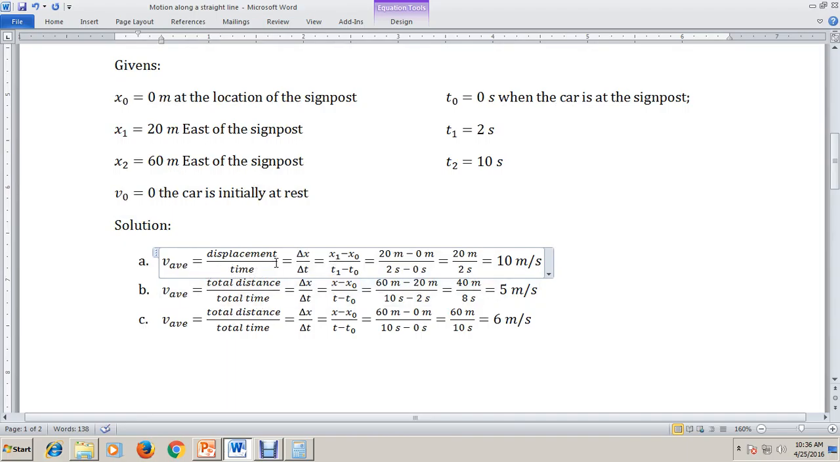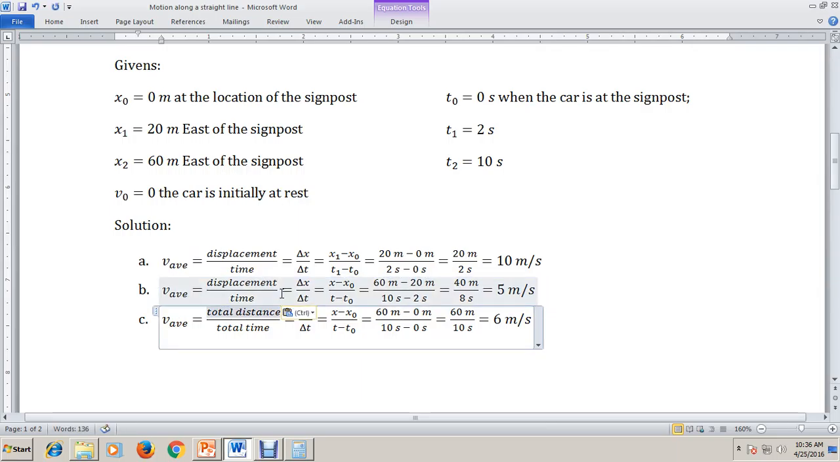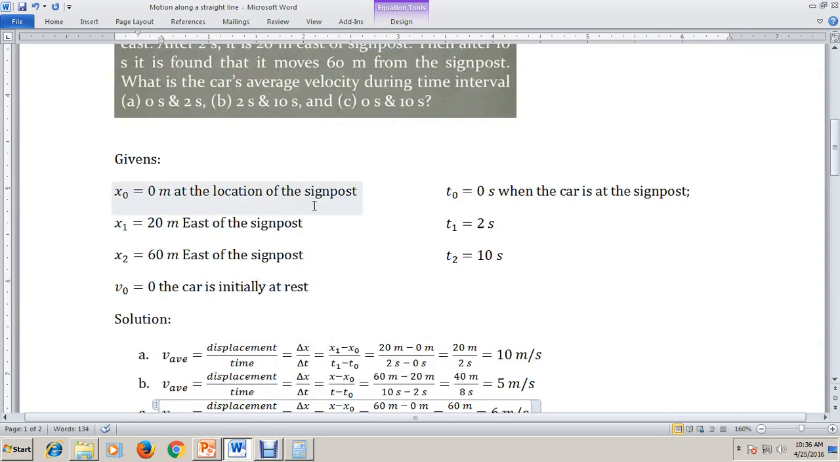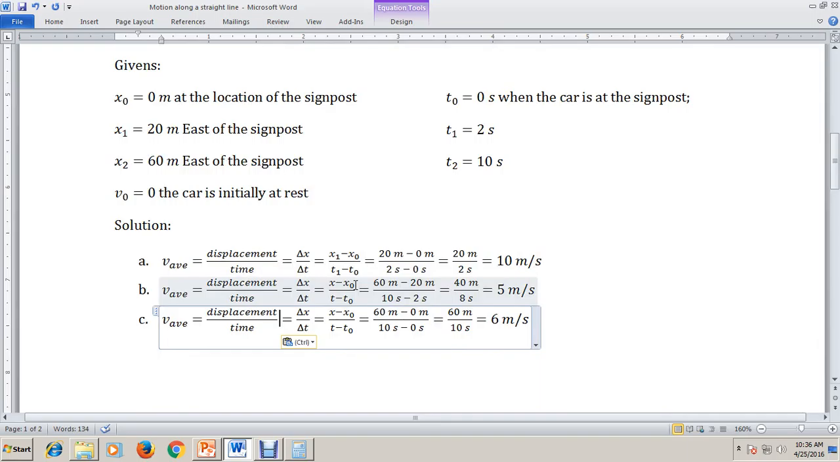Okay, so doing the same for the next time interval, we have between 2 seconds and 10 seconds. So this is actually x sub 2 minus x sub 1.